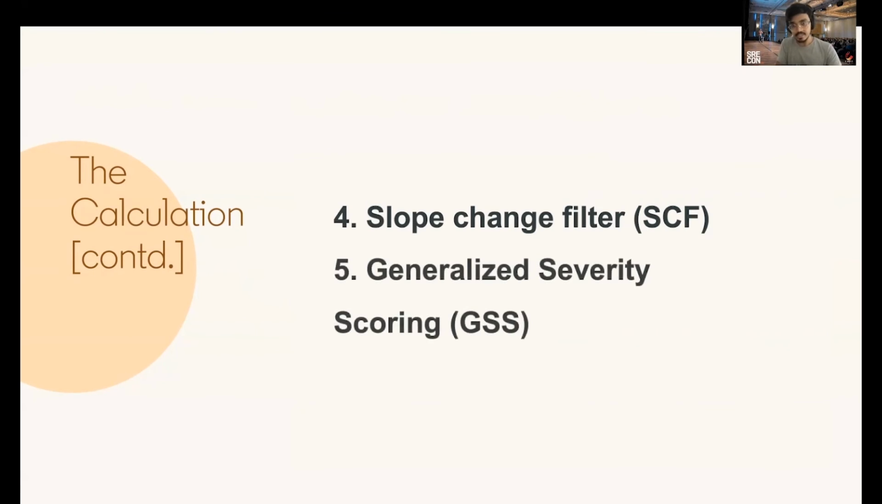Later, we came up with the generalized severity score. If you remember LSS, that is a severity score based on latency. What we do in GSS is we see how severe the latency is, and we also see how severe the error count is. And combining both, we come up with a severity score.